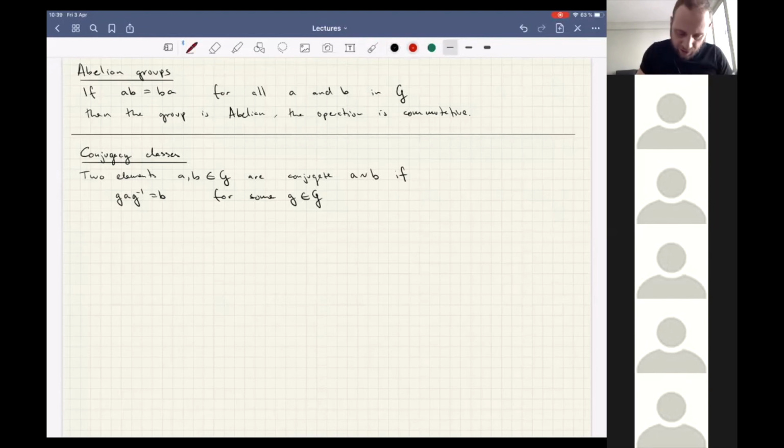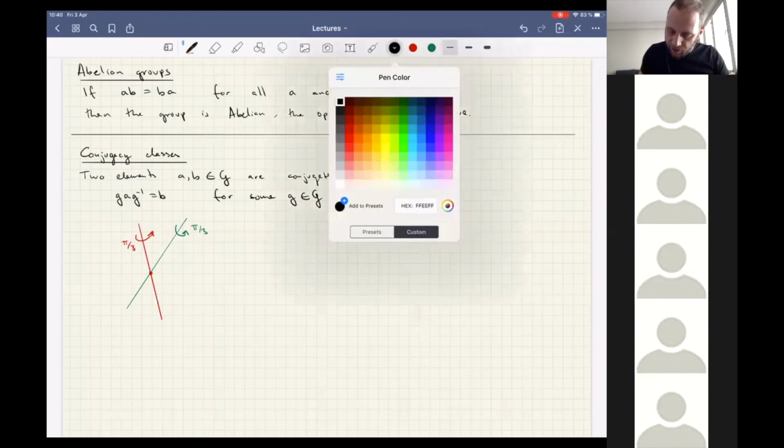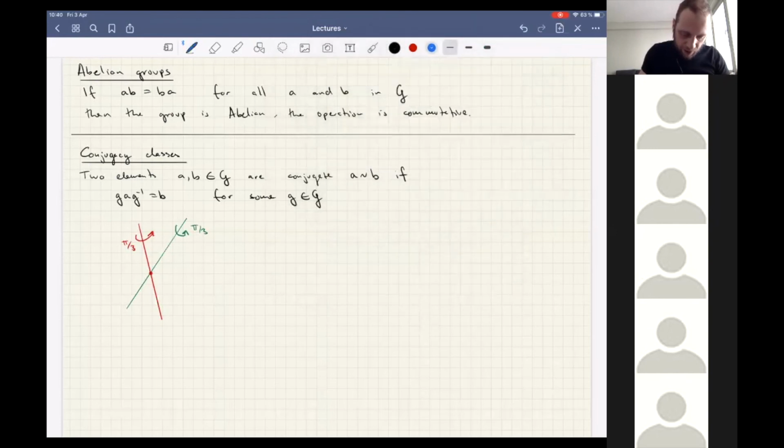So let me draw the following. If I have an axis of rotation here, so I have a rotation around that axis, and I have another rotation but a different axis, and those rotations are both, say, by pi thirds. So this is a pi over 3 rotation, and this is a pi over 3 rotation. Those two are going to be conjugate to each other, and the transformation that takes them to each other is going to be a rotation that rotates one axis into the other. So I'm going to have a rotation that moves the green axis to the red axis.